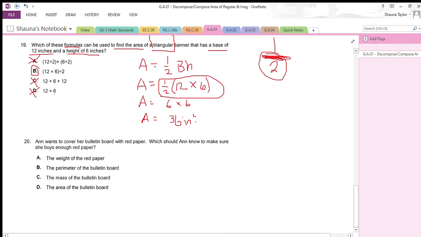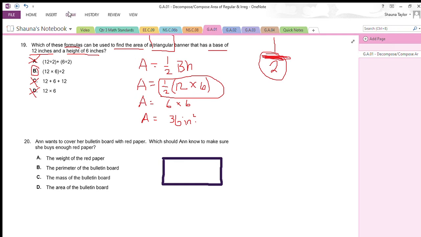Okay, number 20. Anne wants to cover her bulletin board with red paper. Which should Anne know to make sure she buys enough red paper? Okay, so let me come over here. Let me just draw a bulletin board. Usually when you see bulletin boards, they're like this, right? And so you've got to cover this whole thing with paper.